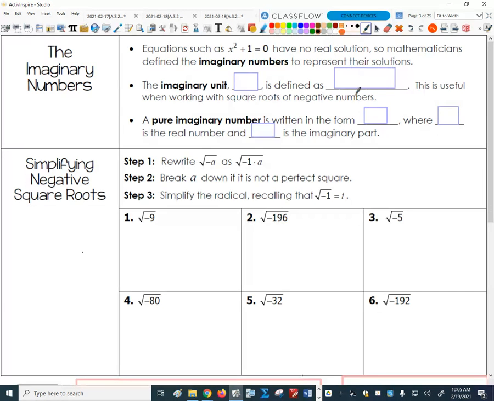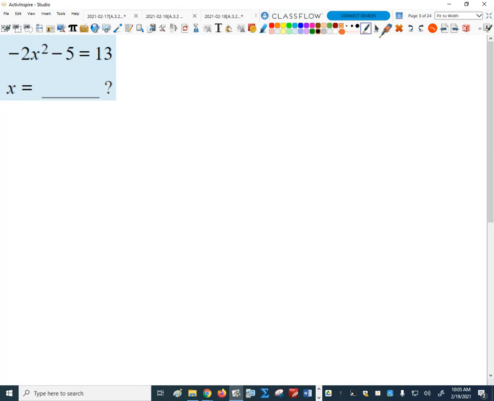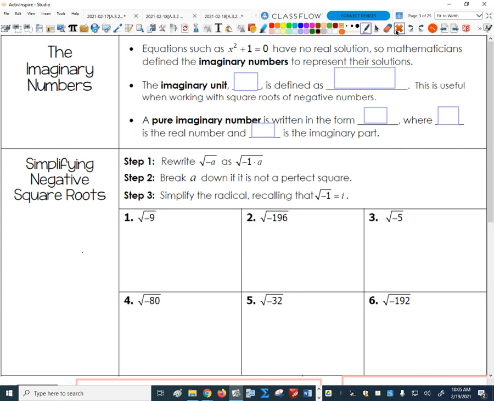So when we're talking about imaginary numbers, we define the imaginary unit i as the square root of -1. A pure imaginary number is written in the form something times i, so it's going to be something like b times i, where b is a real number and i is the imaginary unit.